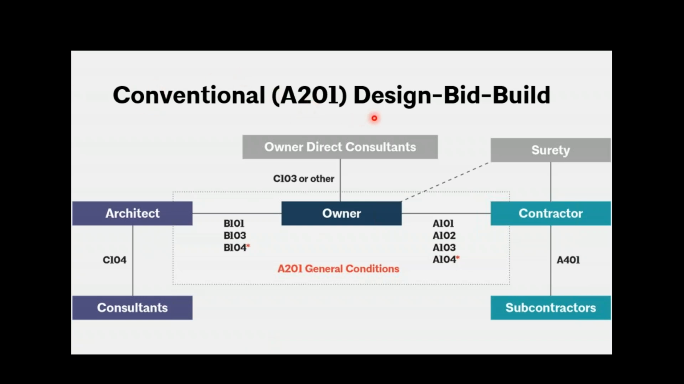Okay, so this is, as Sarah mentioned, the conventional or design-bid-build family, sometimes called A201, because that is one of the first documents we ever published. We first published it back in 1911, and we last updated it in this family in 2017. I'll try to remember to tell you when the last version of each of these families was. In this case, it was 2017.